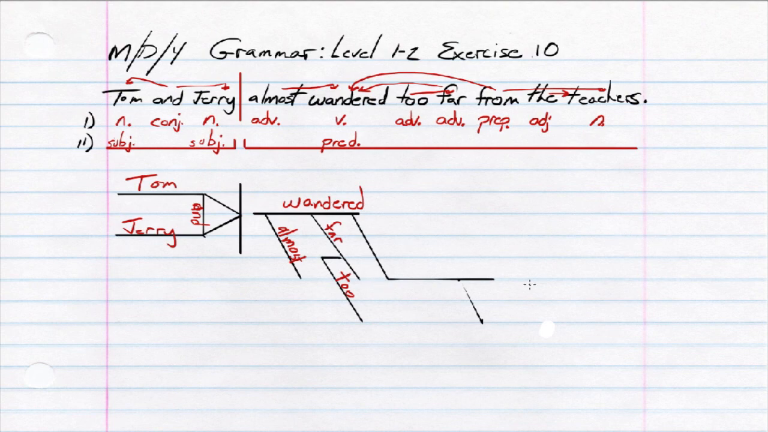And then what I have left is a prepositional phrase. These can be a little tricky, but a preposition is going to show the relationship between its object, which would be the word here, and another word in the sentence, which would be wandered. So it ends up like that. The from falls beneath teachers. That's it. That's how you diagram out this sentence, and that's also how you complete levels 1 and 2 of this sentence. I will see you at exercise 11.